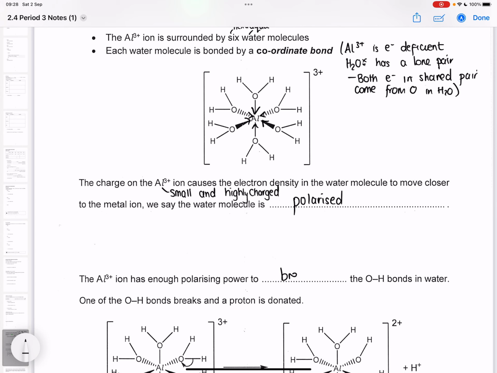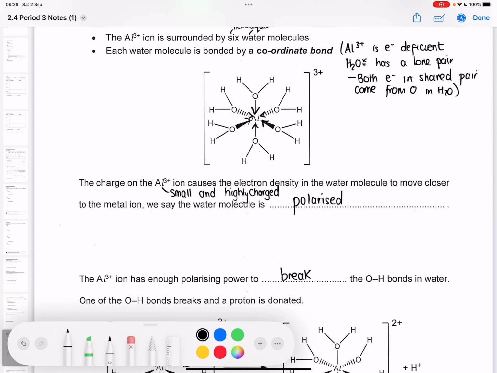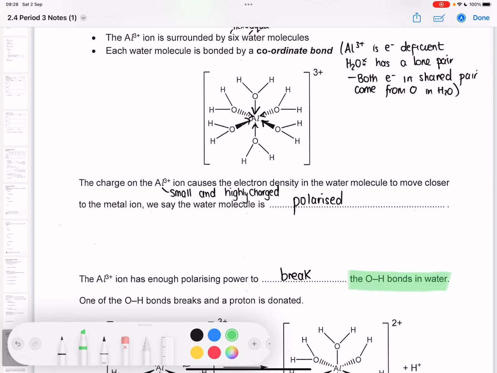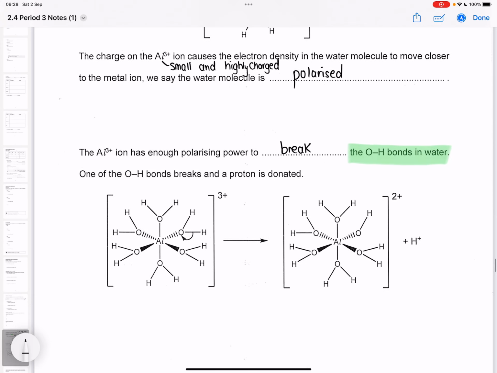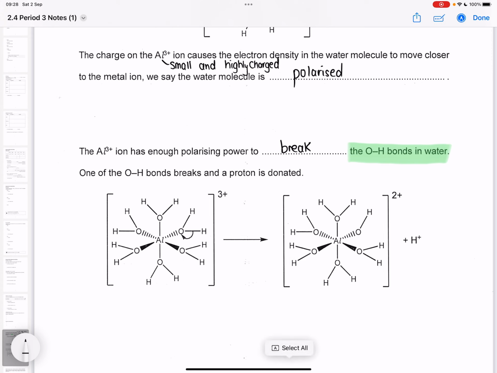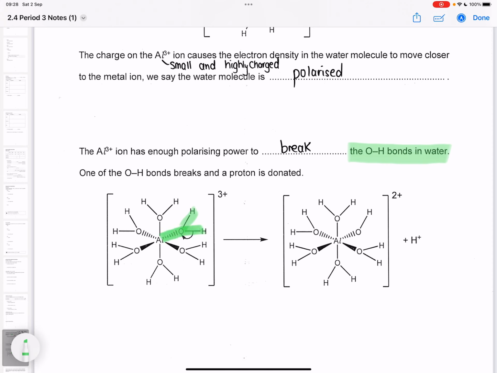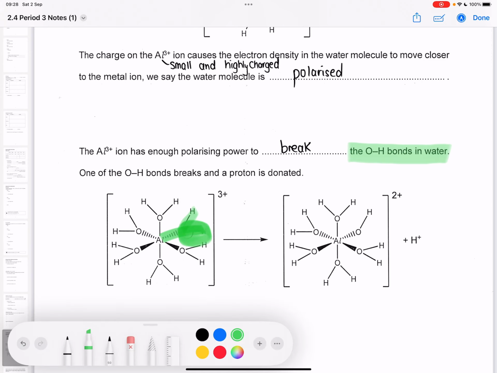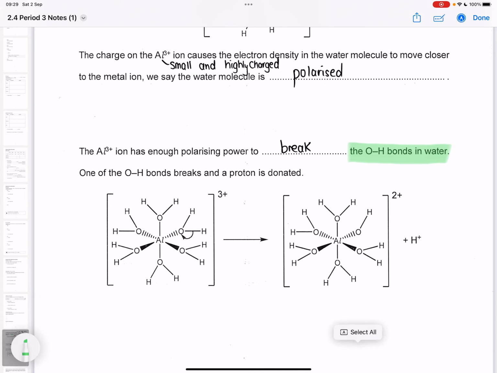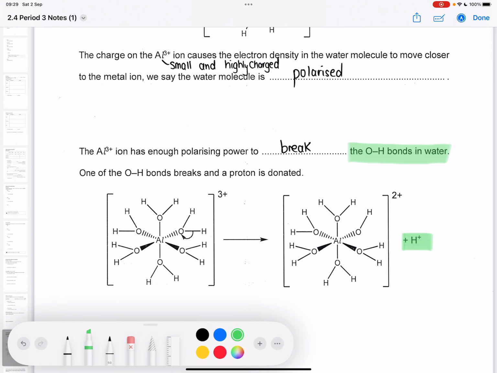and what it is able to do is break specifically, let's highlight that, the O-H bonds in water. And so we're going to break this bond here with this curly arrow. We can see it being broken. So the aluminium is pulling the electrons through the water molecule. They're sort of coming this way towards the aluminium, and it's weakening this bond here. And so we can say that that bond's going to break, and the proton here is going to be released.